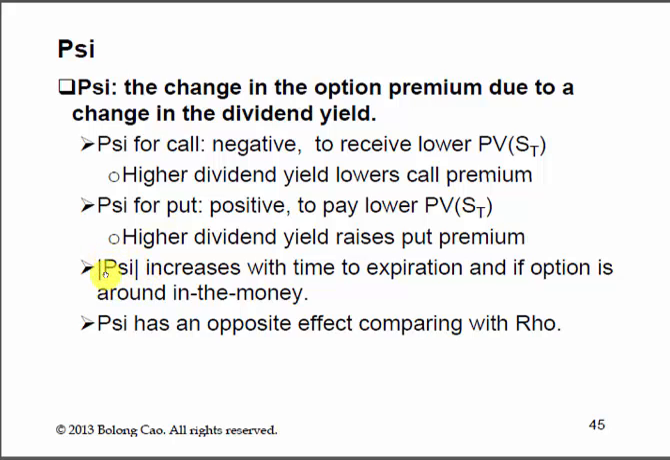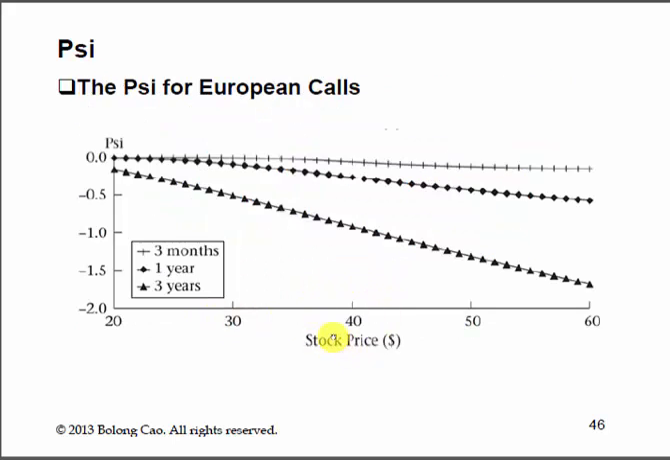Again, that's basically the absolute value of Psi increases with time to expiration, and if the option is around in the money. Okay, if it's around in the money, and this side is the call in the money, and Psi is more influential in call premium.